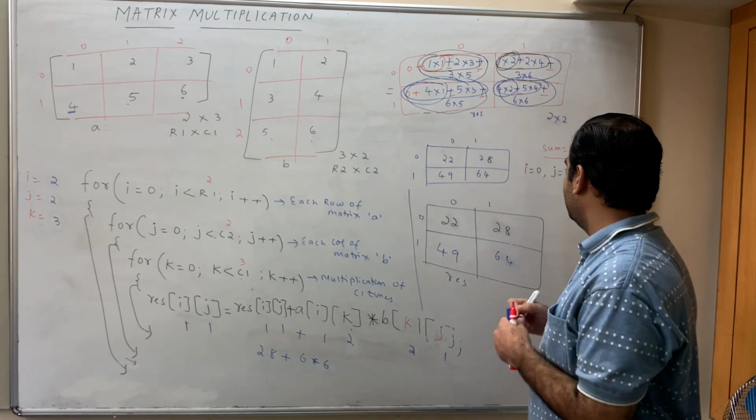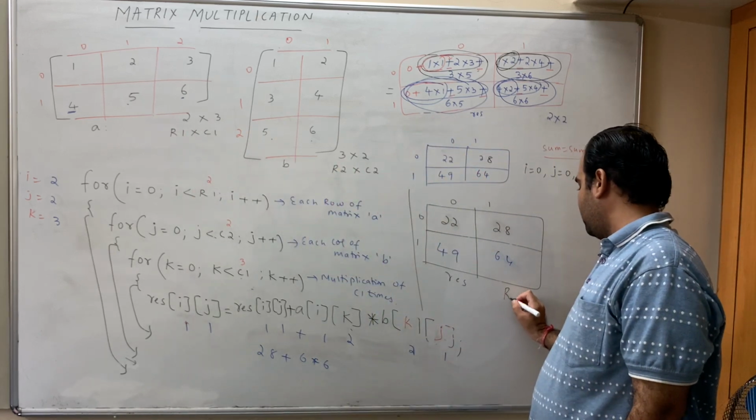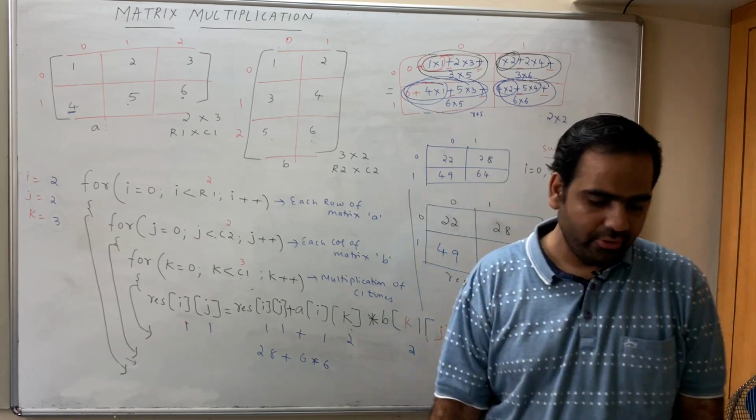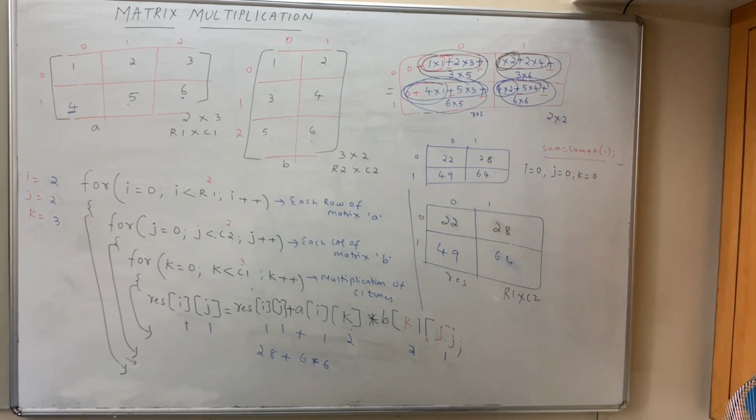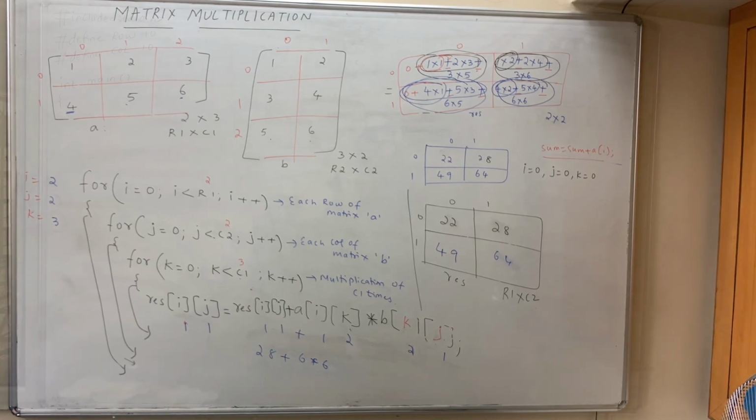And what is the order of the resultant matrix? It is R1 cross C2. Please pause the video over here and make the notes, and then we will see how we write the code for the same. Thank you.